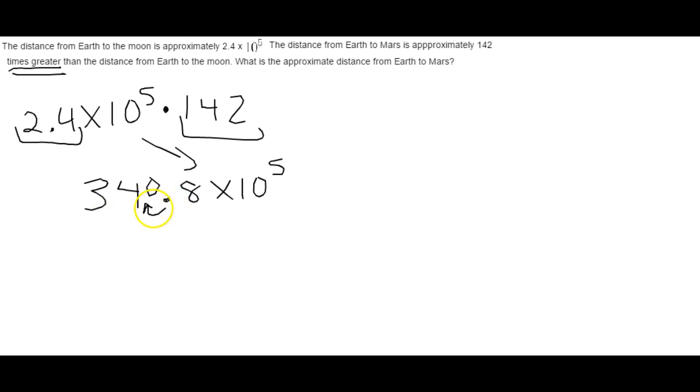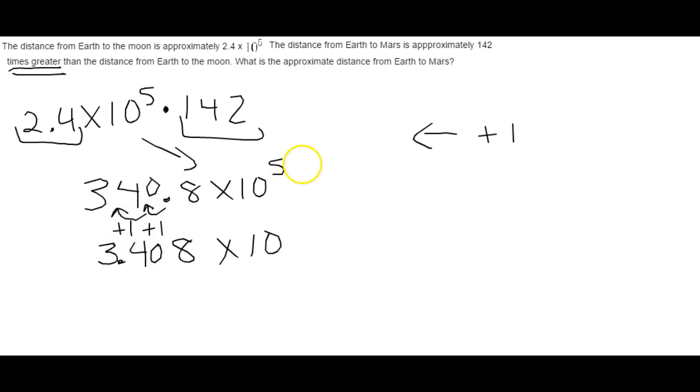So we're going to have to move it 2 spaces to the left to get it directly after the 3. If we do that, that is going to affect the exponent. So on our first page we talked about, well, moving to the left is like adding 1 for each space moved. Well, we've moved 2 spaces, so we're adding 2 to the exponent, and it becomes 3.408 times 10 to the 7th.